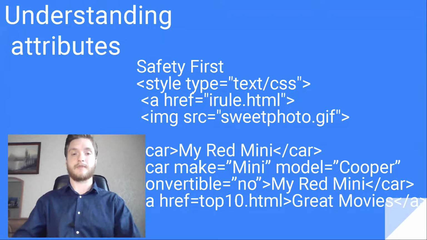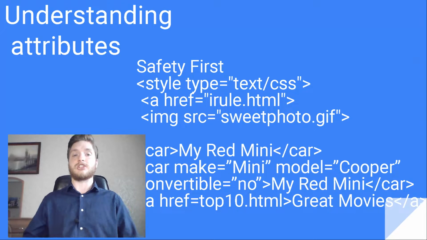Let's go. So, attributes give you a way to specify additional information about an element. While we haven't looked at attributes in detail, you've already seen a few examples of them. The type attribute specifies which style language we're using. The href attribute tells us the destination of a hyperlink. The src attribute specifies the file name of the picture the image tag displays.